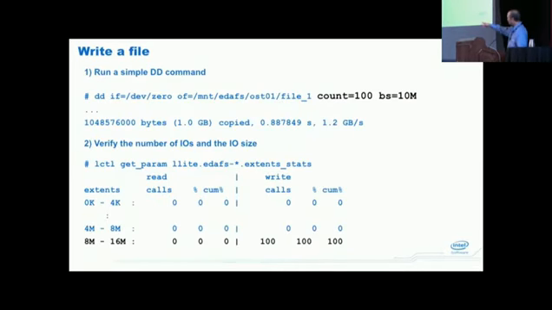So in this case, again, we did 100 writes of 10 meg, and we see that it does show up in the 8 meg to 16 meg bin. 100 writes, and that's all the writes that we did. So that's how you read extent stats.